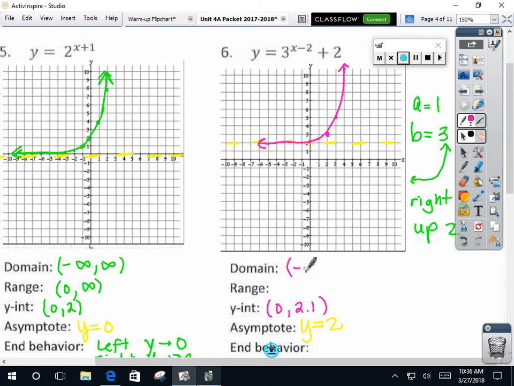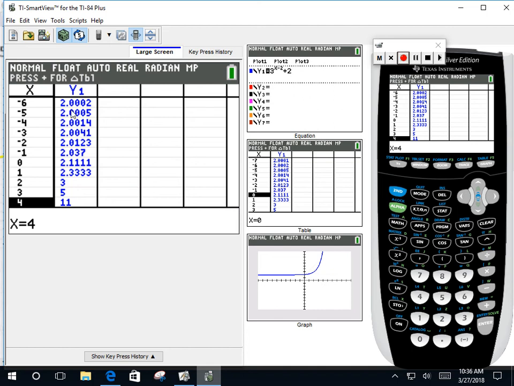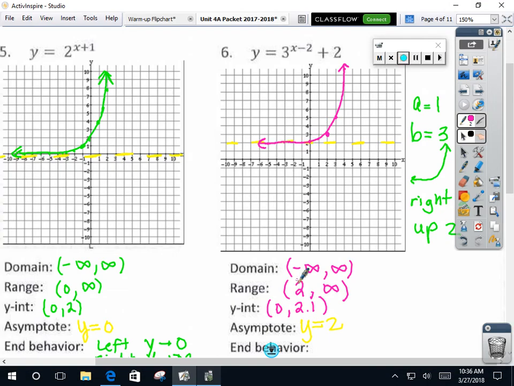Correct. All exponential equations have this same domain. They all go left forever, and as they're going up or down, they all go right forever. The range changes because the asymptote can change. This time, what's the range? Well, the y-intercept is 2.1, but isn't the asymptote exactly 2? So 2 to infinity, because look, some of the points went below 2.1. This one's 2.0002. Okay, so the asymptote's at 2, so you go from 2 to infinity.